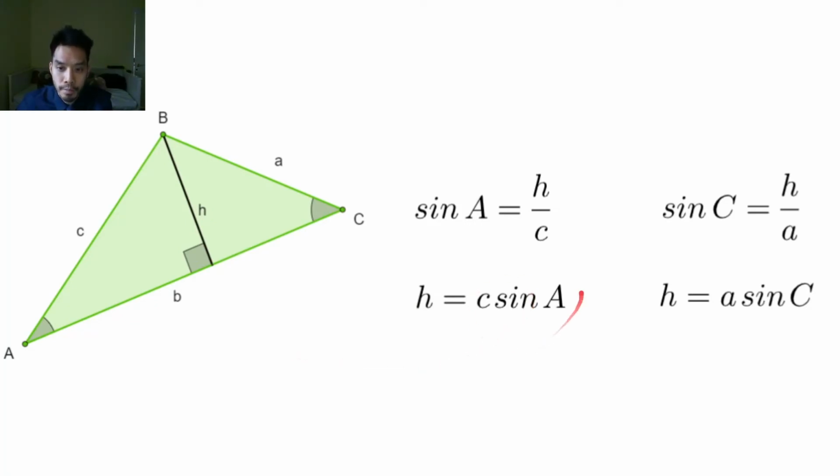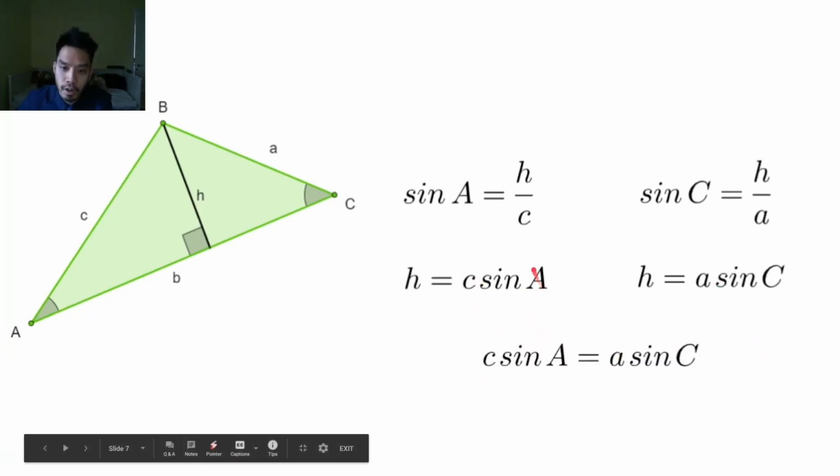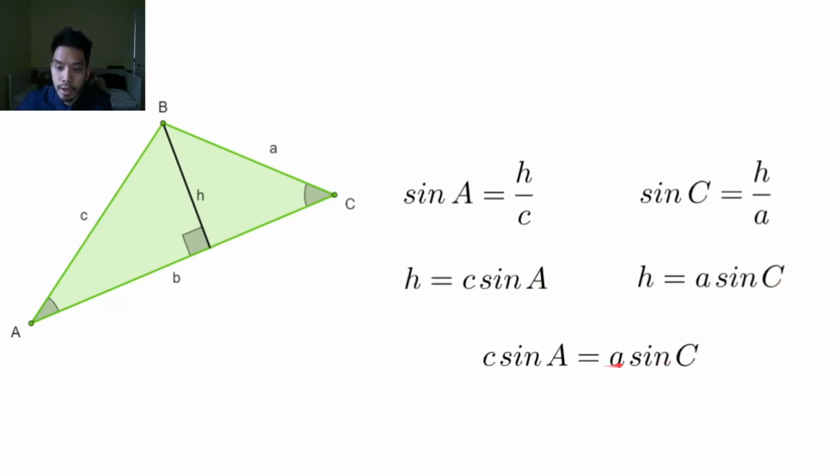What do I mean by them? C sine A is equal to H, and A sine C is also equal to H. If they're both equal to H, that must mean they're equal to each other. And so that's what we've written here. We've taken these and made them equal to each other.